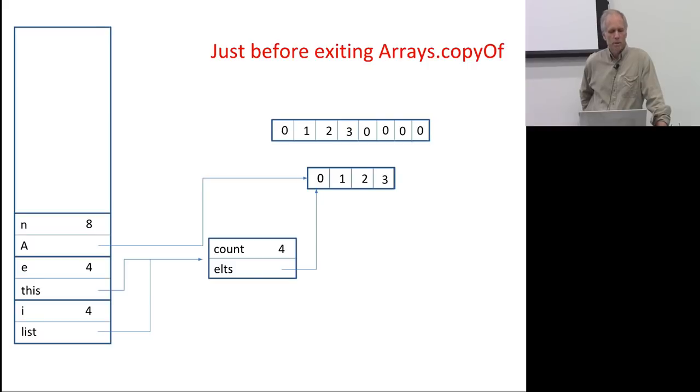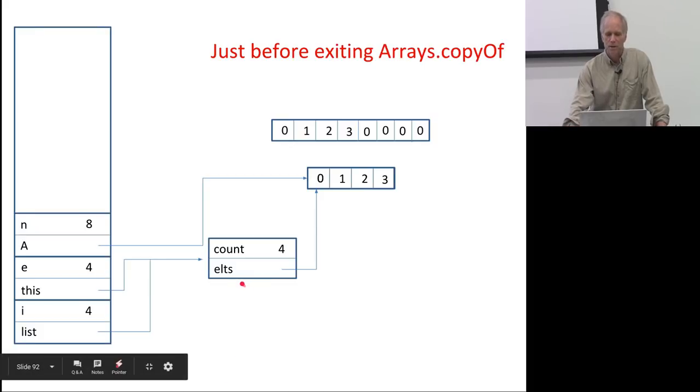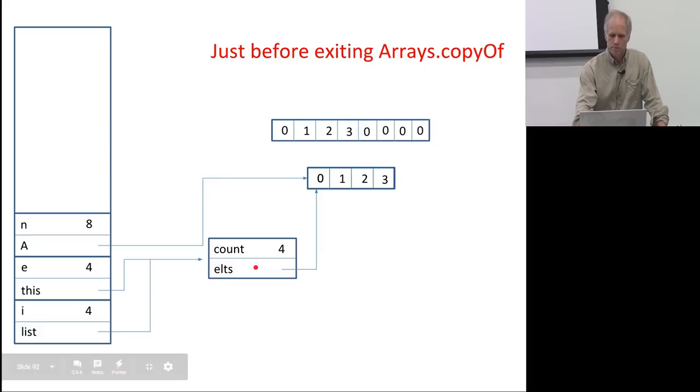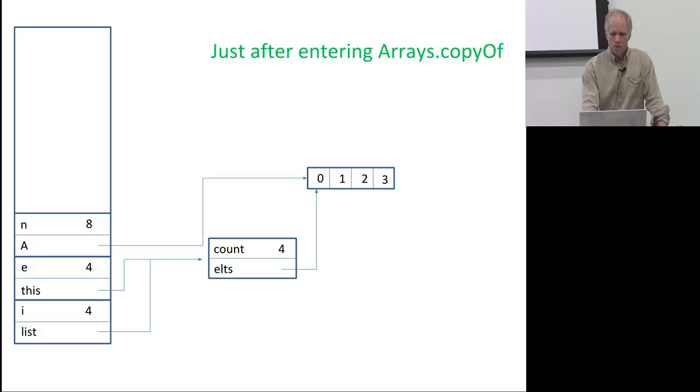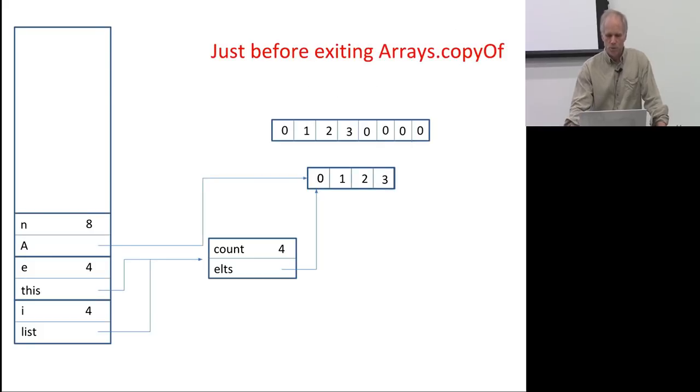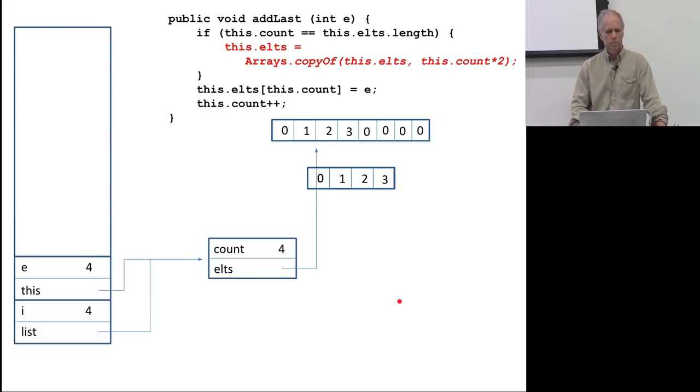And where are we going to put it? Why did we create that array? Right. It's going to be stored right here. The statement was something like this.else equals Arrays.copyOf, right? So the reference to this array is going to go away, and the reference to this array will go in its place. So you get that.